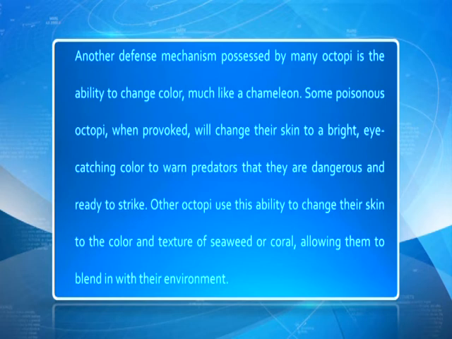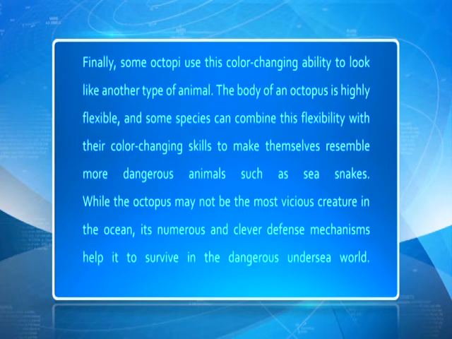Some poisonous octopi, when provoked, will change their skin to a bright, eye-catching color to warn predators that they are dangerous and ready to strike. Other octopi use this ability to change their skin to the color and texture of seaweed or coral, allowing them to blend in with their environment. Finally, some octopi use this color-changing ability to look like another type of animal.